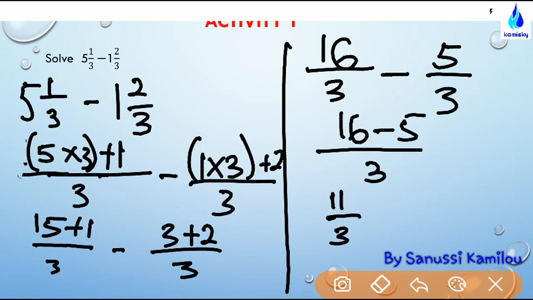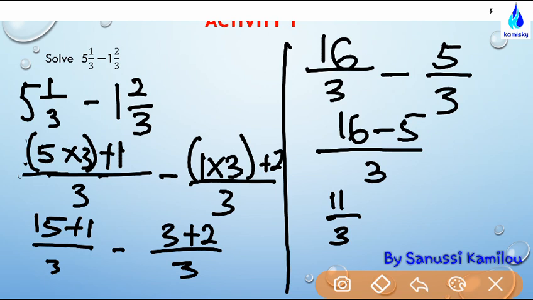Please, learners, you see where we have arrived. Somebody may end his work here. I'm sorry, you may get it, but you will not get the full mark. Never keep your answers in improper fractions. When you have gotten an improper fraction at the end of your solution, convert it back to a mixed fraction. So how do you convert this to a mixed fraction?